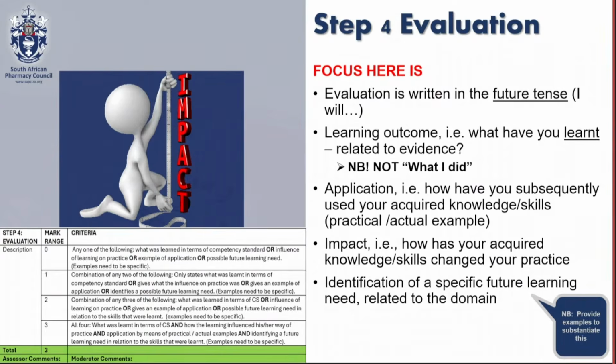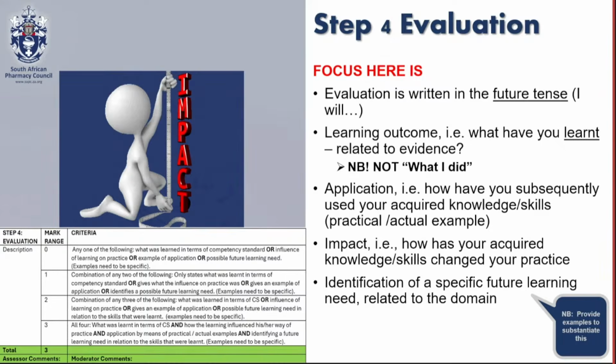Now, are they able to obviously do the Schedule 6 register, but what else have they learned? How has it influenced the environment that they work in? The application by means of a practical and actual example. So they must tell us how they implemented that within their practice.